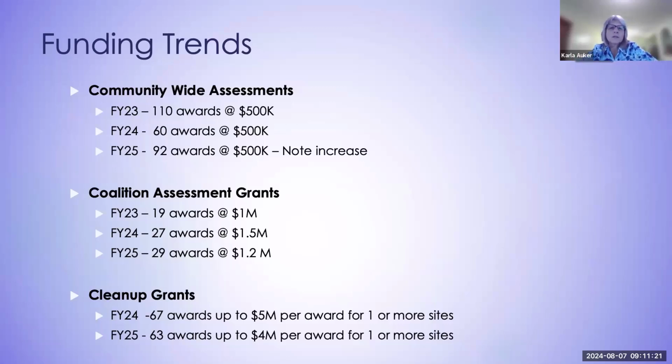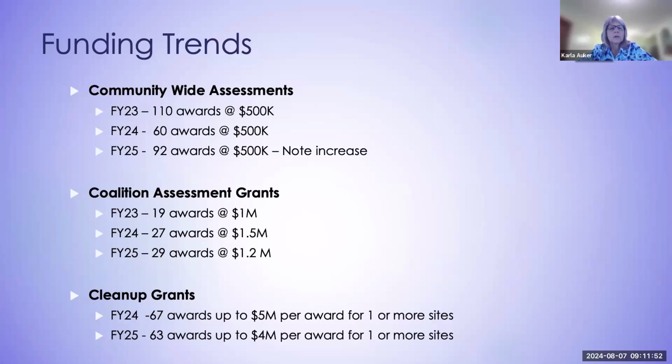If you look at the community-wide assessments, in FY23, which was the first year we had Brownfields Infrastructure Law funding available to us, we gave out 110 community-wide assessment grants. Then in FY24, we backed that down to 60 awards because we wanted to put more money into coalition assessment grants. And the reason for that is we want to reach out to low capacity communities.